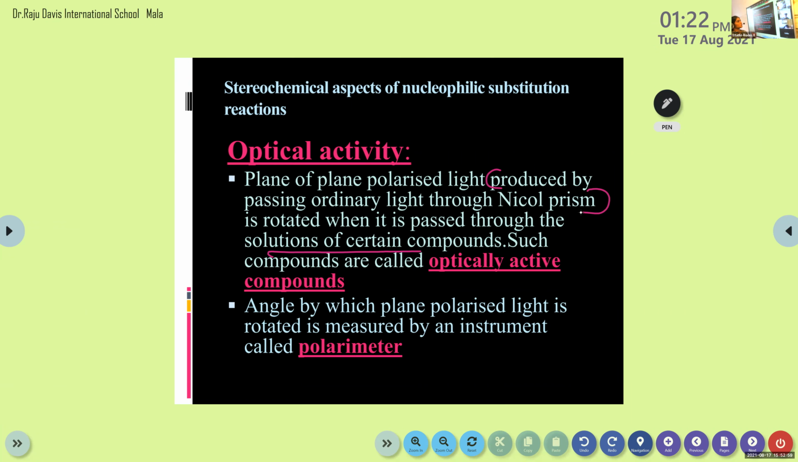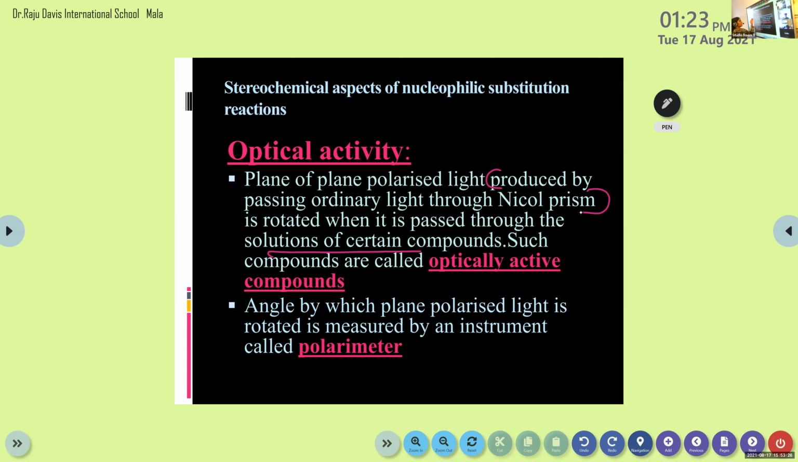Do you remember the two types of optical activity that we have learned in the chapter biomolecules? Yeah, Aditya. Very good. Dextro and levo. It's rotated either to the right or to the left. If it is left, it is levo rotatory. If it is to the right, it is dextro rotatory. These are the two types of optical activity.